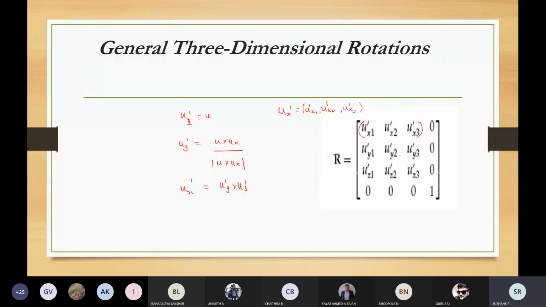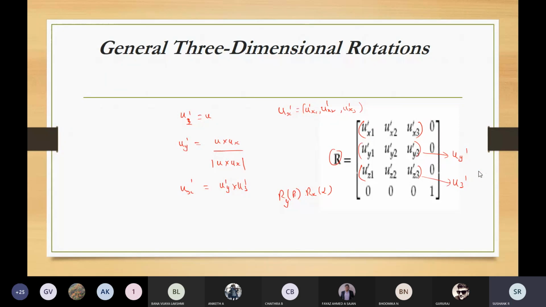So R is equal to Ry of beta, then Rx of alpha. Here Ux dash is represented by this, this 3 will represent Uy dash, and this 3 will represent Uz dash. So these are the operations done for rotating an object.